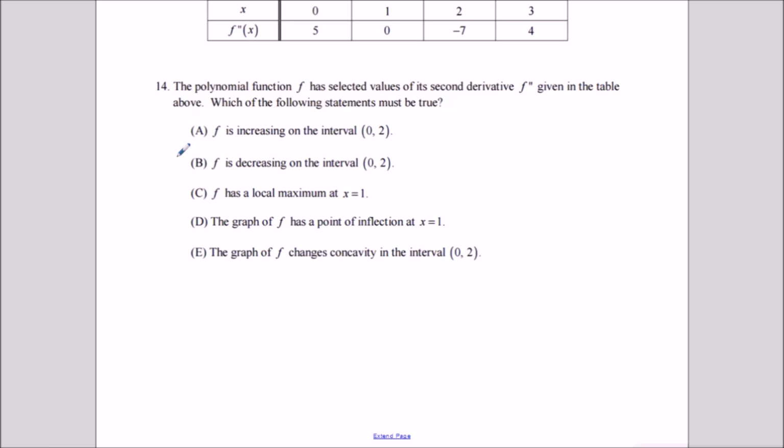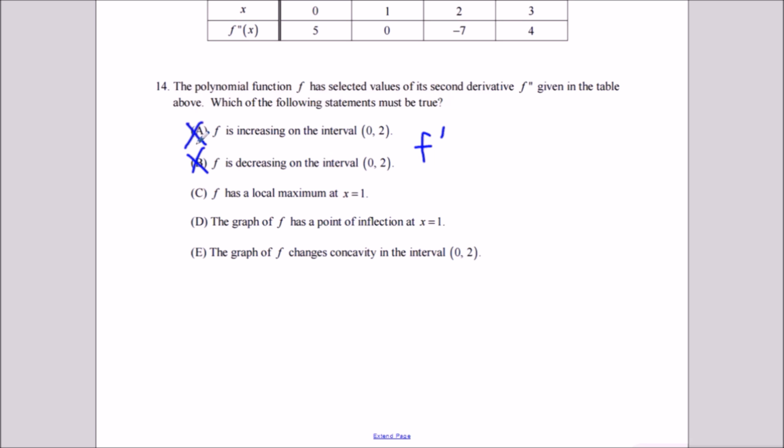Okay, for question 14, we have a polynomial function f that has selected values of its second derivative, f double prime, given above, and we want to know which of the following statements must be true. So when we look at this, if we are talking about f is increasing on the interval from 0 to 2, or f is decreasing, the only thing that tells us if a function is increasing or decreasing would be the derivative, f prime, not f double prime. So A and B don't necessarily have to be true.